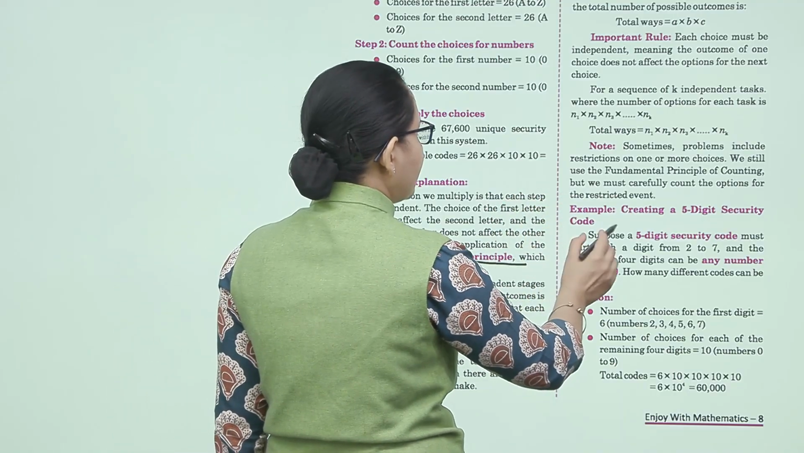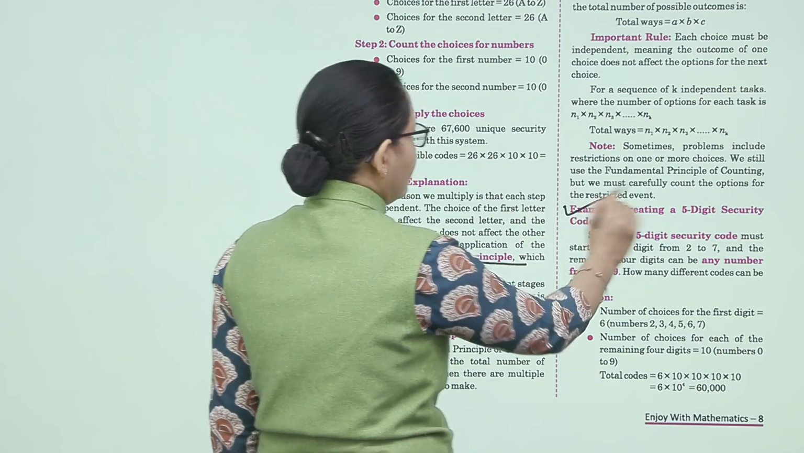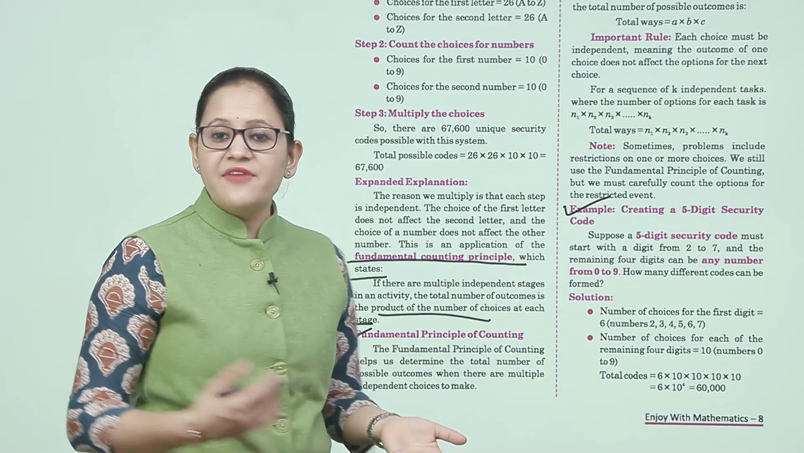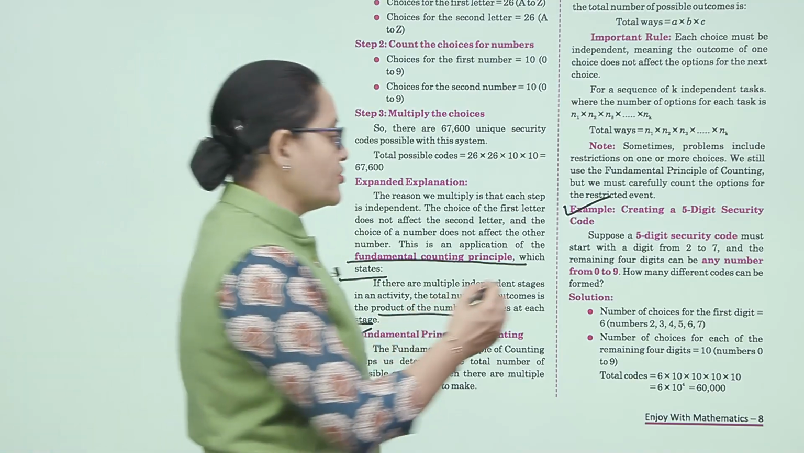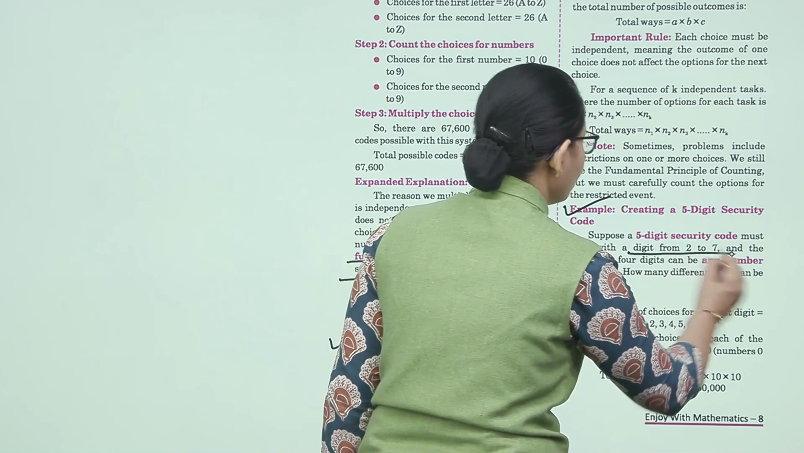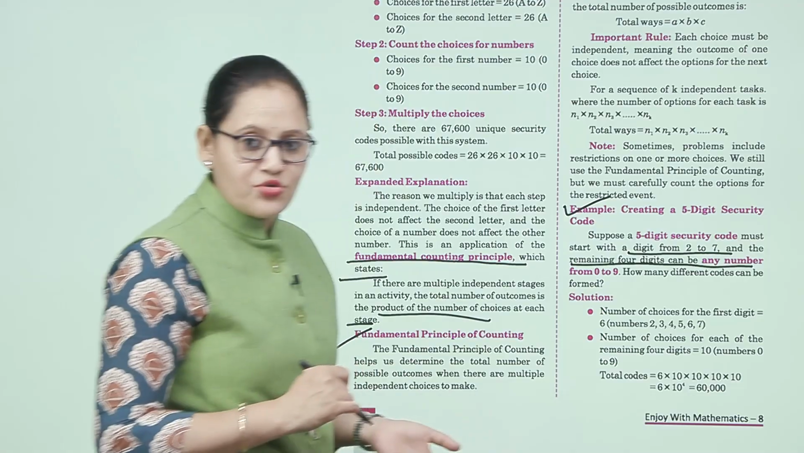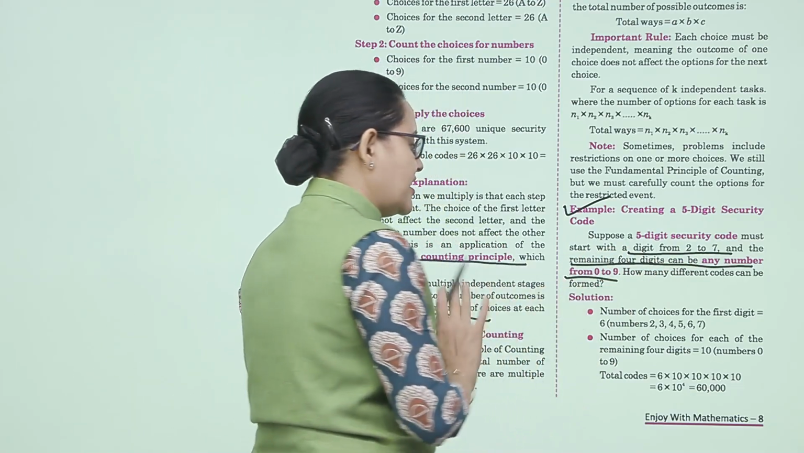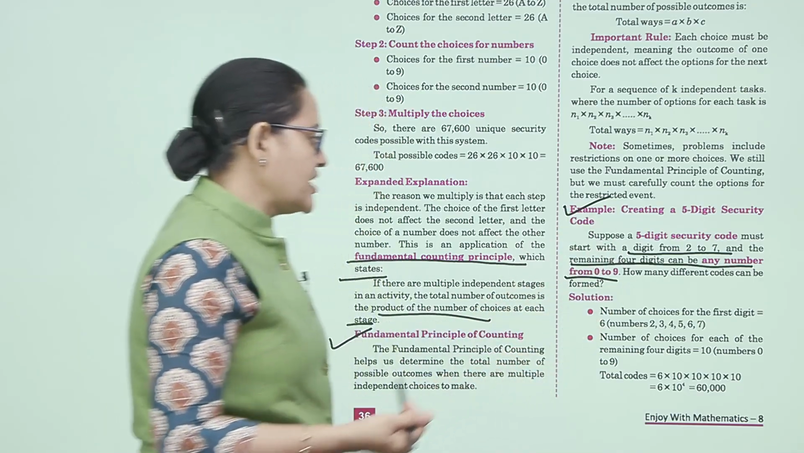So, here is an example of creating a 5-digit security code. Suppose the 5-digit security code must start with a digit from 2 to 7, and the remaining 4 digits can be any number from 0 to 9. Starting with 2 to 7, and the remaining numbers could be any digit from 0 to 9. Now, how many different codes can we form?